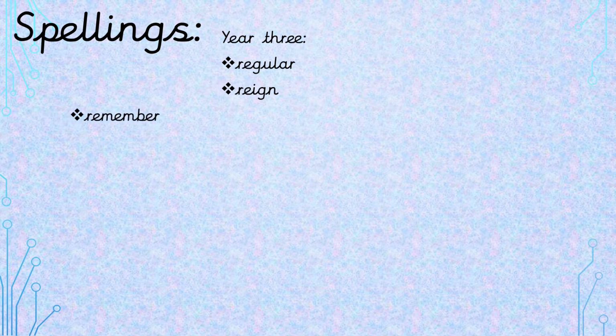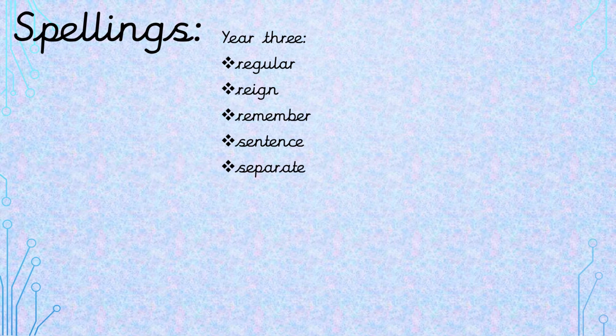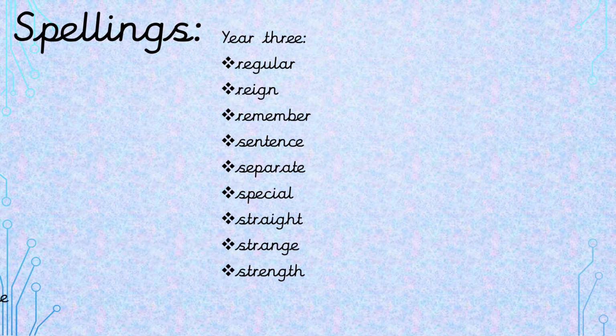Let's take a look at your spellings. Year 3, yours are regular, rain, remember, sentence, separate, special, straight, strange, strength, and suppose. Year 3, you might want to make sure you understand all of those words, especially rain, because that's a different spelling to one you might have seen in the past. It's a homophone, and maybe you could find out what the meaning is of that version of the word rain.